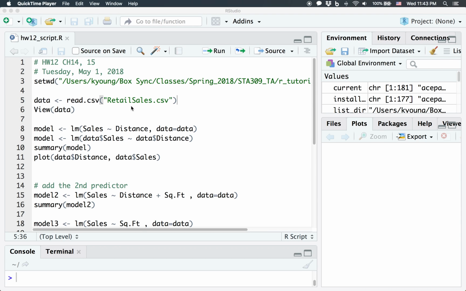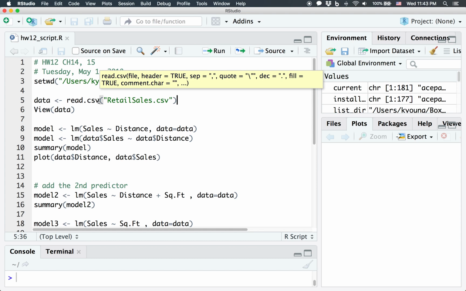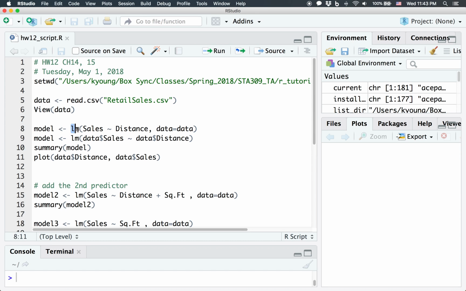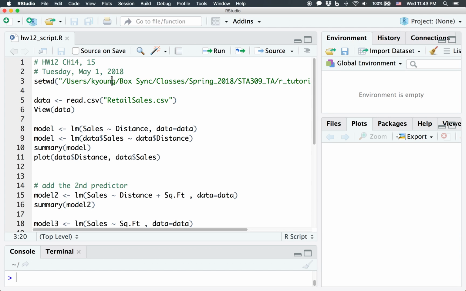Okay, so today I'm gonna go over the homework 12 R tutorial or R session. Today we will go over some of the things that you already know, such as lm, the linear model, and how to choose the variables in your model. So first of all, usually I start R by cleaning the data and setting the working directory.